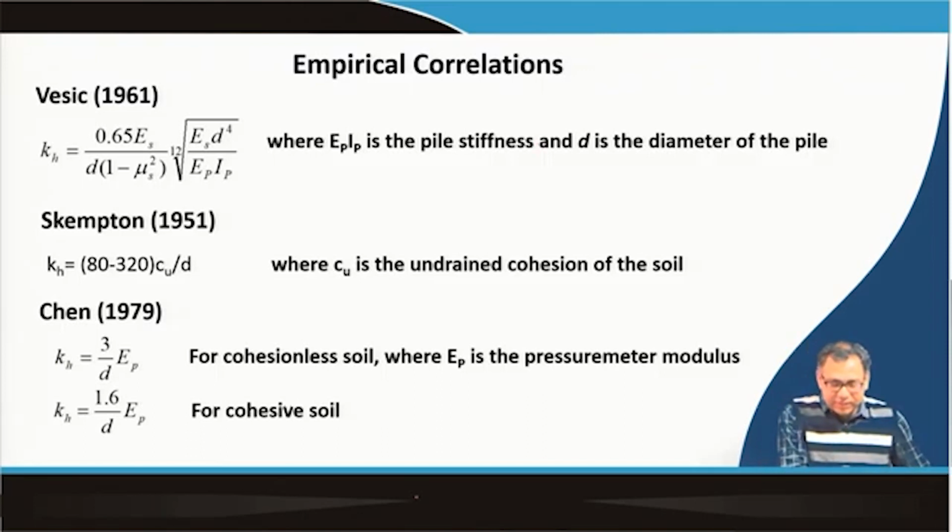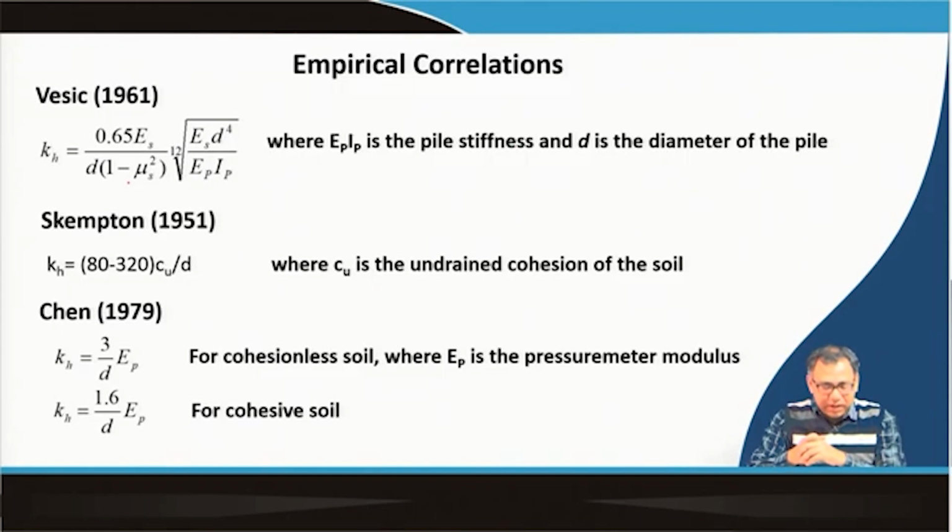So, Vesic has given one empirical correlation, where EpIp is the pile stiffness, that means Ep is the elastic modulus of the pile material, Ip is the moment of inertia of the pile cross section, and D is the diameter of the pile. Okay. And Es is the elastic modulus of the soil, mu s is the Poisson ratio of the soil, and D is the diameter of the pile, as I mentioned. So, by using this correlation also we can determine the kh value.